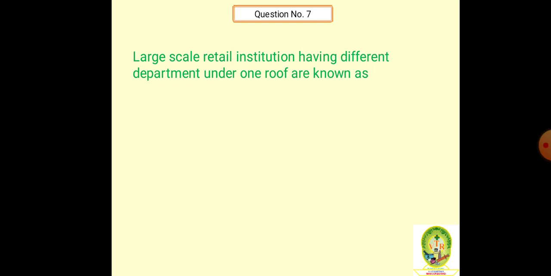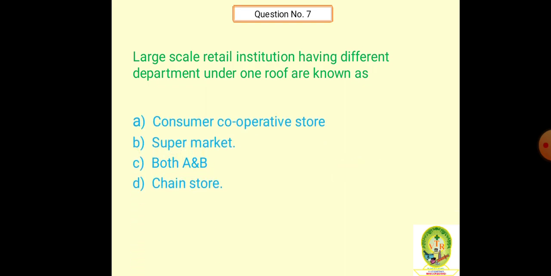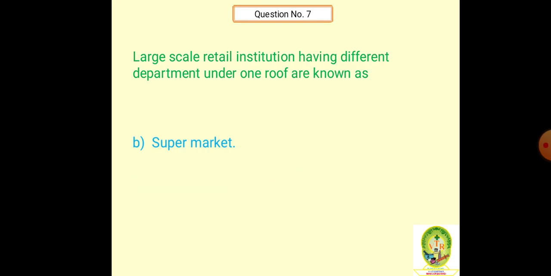Large scale retail institution having different departments under one roof is known as? Options are A. Customer cooperative store, B. Supermarket, C. Both A and B, D. Chain store. Right answer is B.